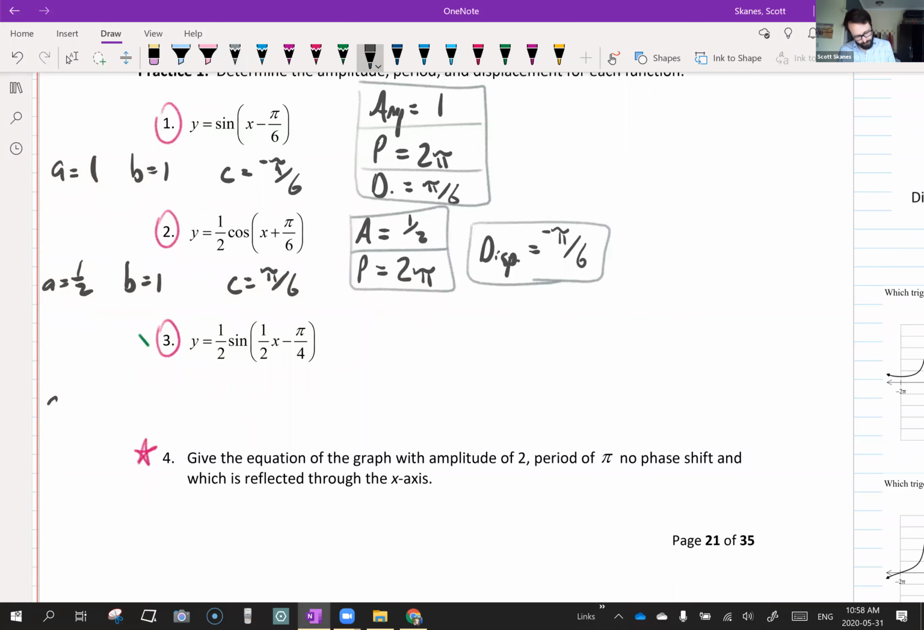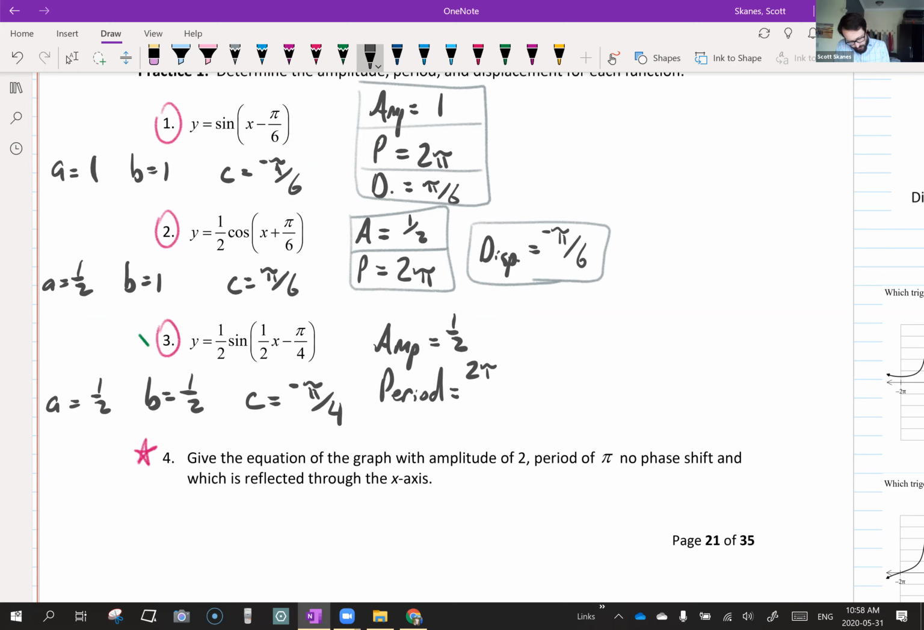This last one, A is a half, B is now a fraction, so we have that to deal with. C is also a fraction, so we have that to deal with. So let's see, amplitude is going to be a half, that one's easy. Period is going to be 2 pi over a half, which we've done, actually this is the third time I think we did that one. And then displacement. I'm writing out different ways, A, P for period, DISP, D, just so that you know that they all mean the same thing.